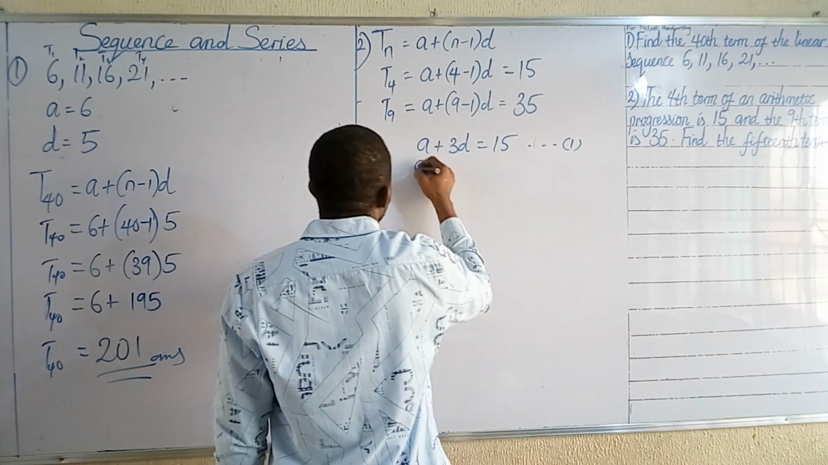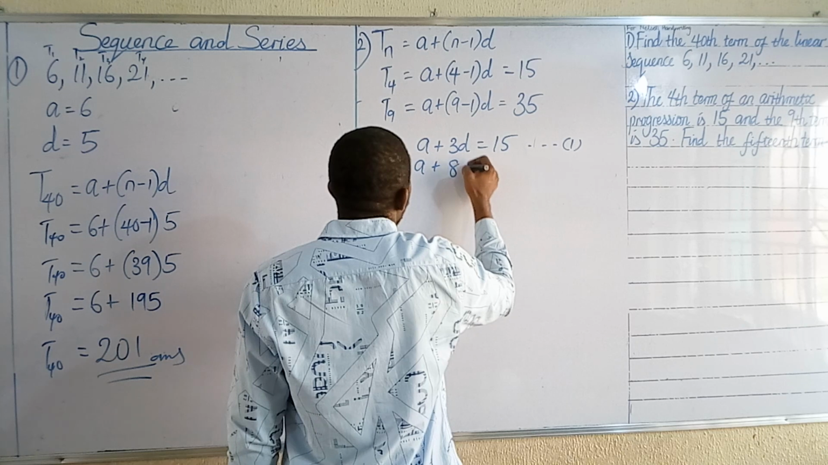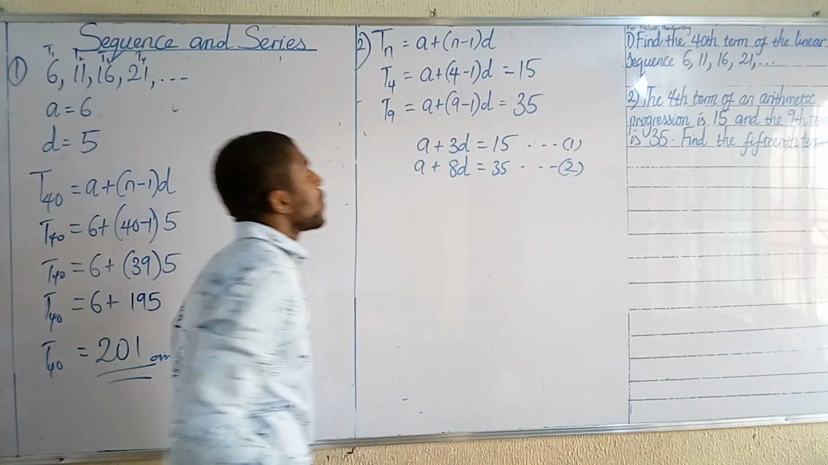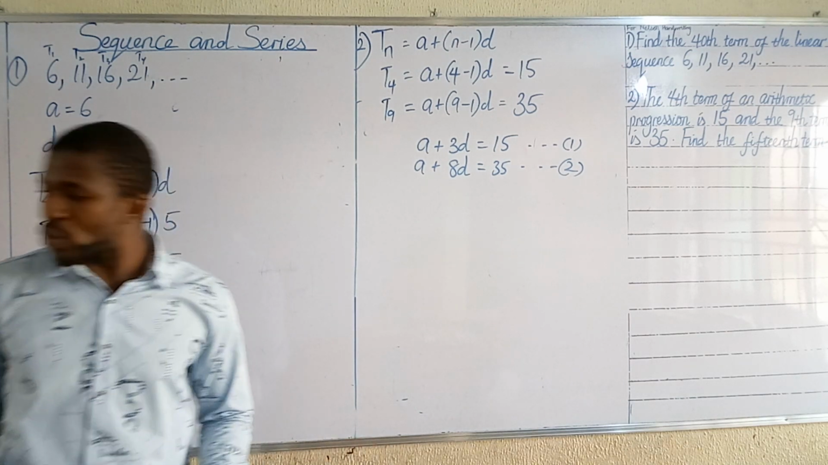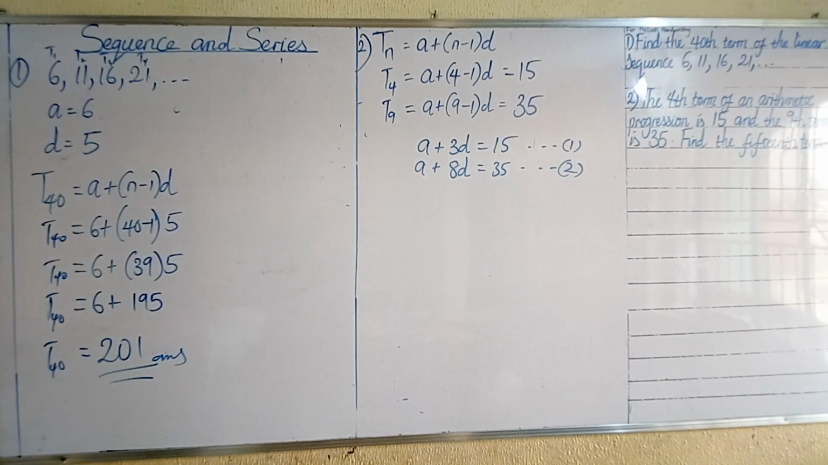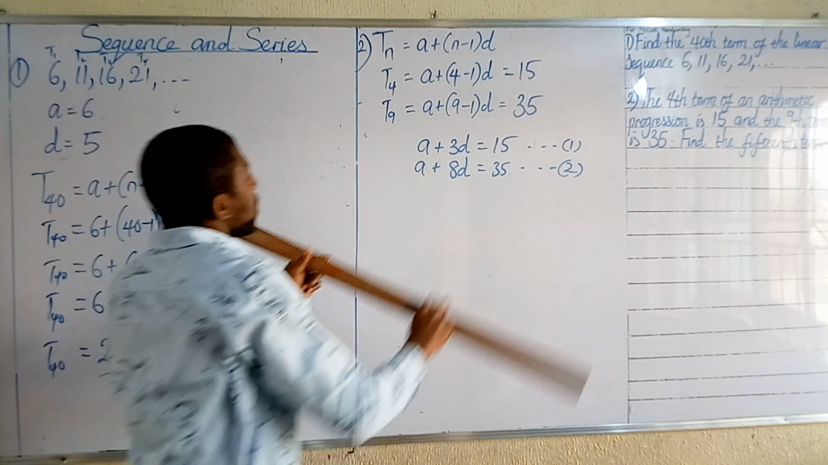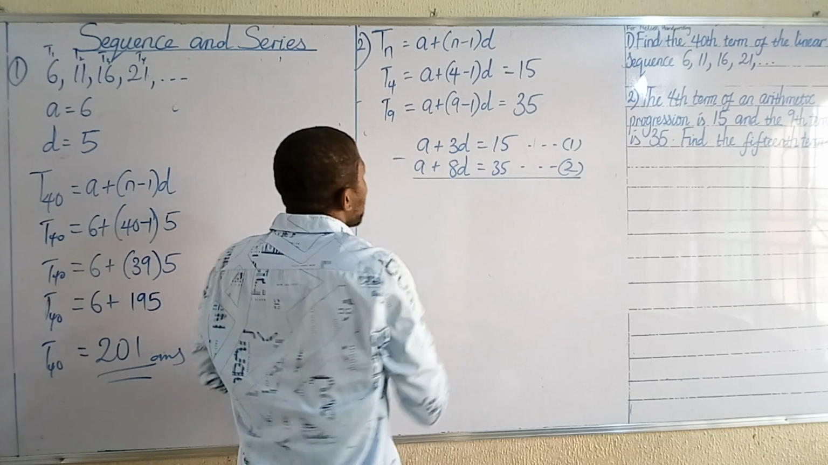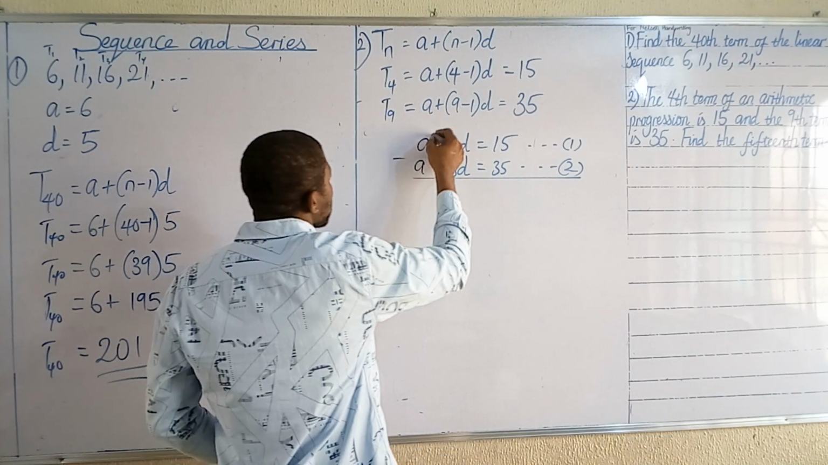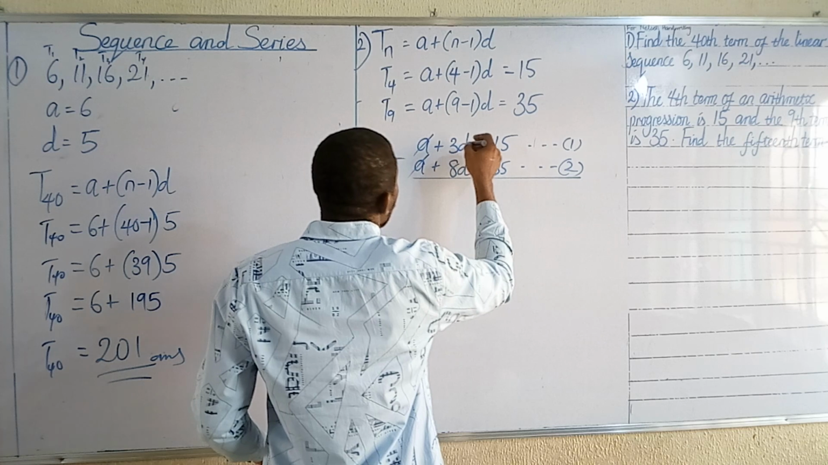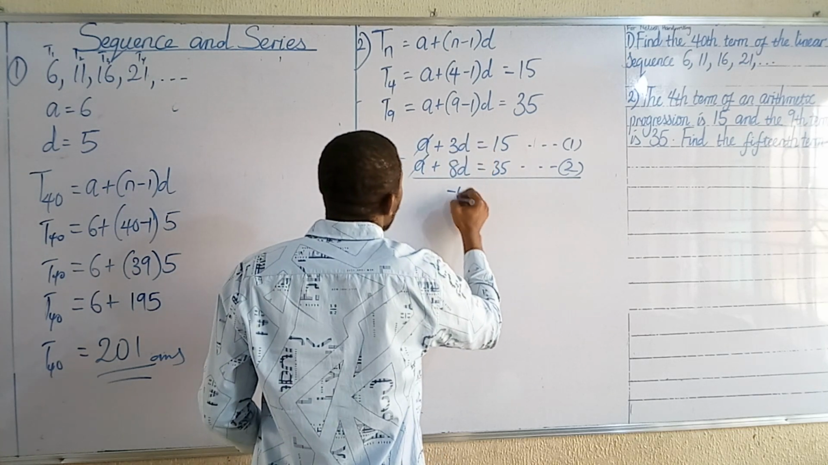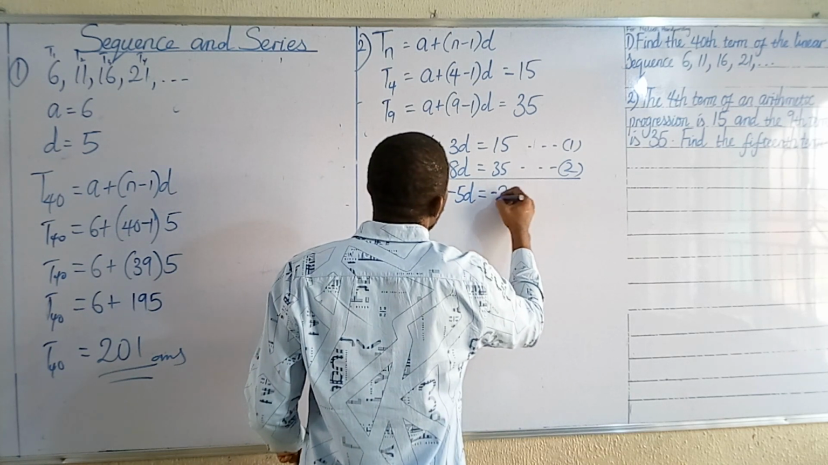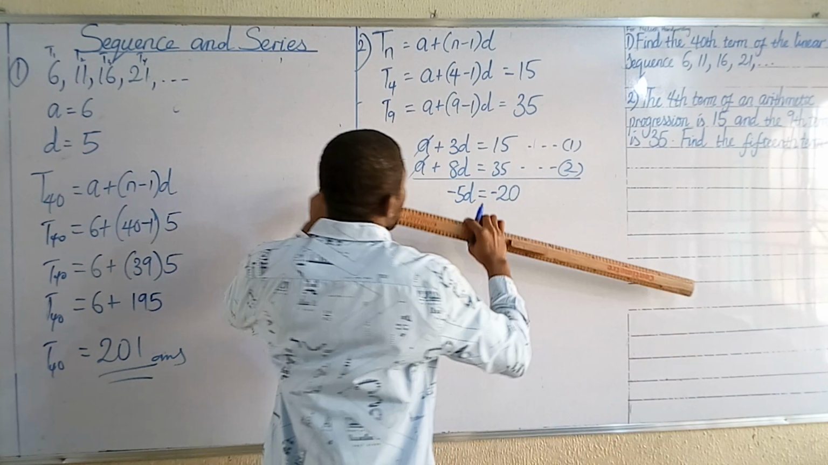Then this will be A plus 9 minus 1, which gives me 8d equal to 35. I will call this equation 2. I will subtract equation 2 from equation 1 and see what is left. A minus A becomes 0. So 3 minus 8 will give me minus 5d equal to 15 minus 35, which gives minus 20. After subtraction, I have this.